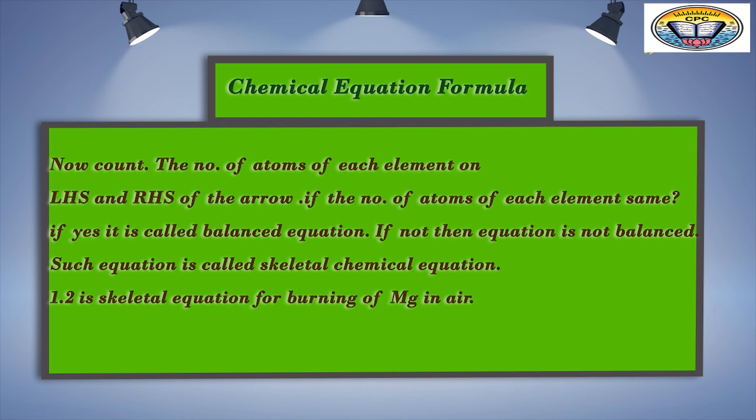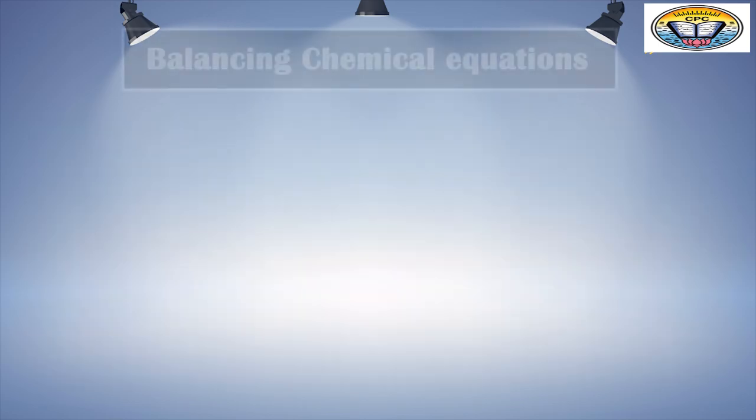If the number of atoms is the same on both sides of the arrow, then we say it is a balanced chemical equation. If not, we say it is not a balanced chemical equation. This type of equation is called a skeletal equation.